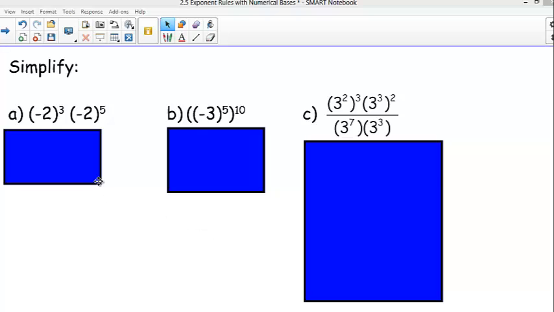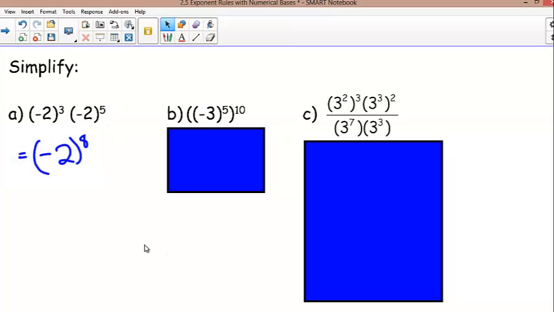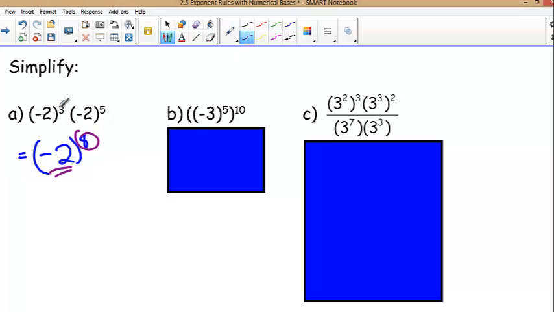Alright, so I want to take these down one at a time just so we're not distracted. You can feel free to fast forward if you want to see the answers to all three. So with our first example, our answer is -2, the base doesn't change again, to the power of 8. How we get that 8 is 3 plus 5, because this means 3 -2's multiplied in unison, and this means 5 -2's being multiplied together. So in total, we'd be multiplying 8 -2's together.